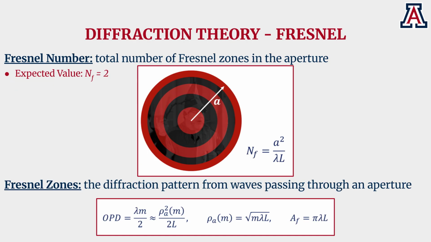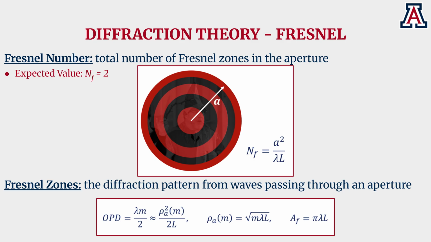Building on the OPD expression, we can predict the diffraction pattern at point P for a circular aperture. The result is a series of concentric rings of constructive and destructive interference, known as Fresnel zones. Each zone is defined by a lambda over 2 change in optical path difference. The Fresnel number, NF, corresponds to the number of zones, M, contained within the aperture.